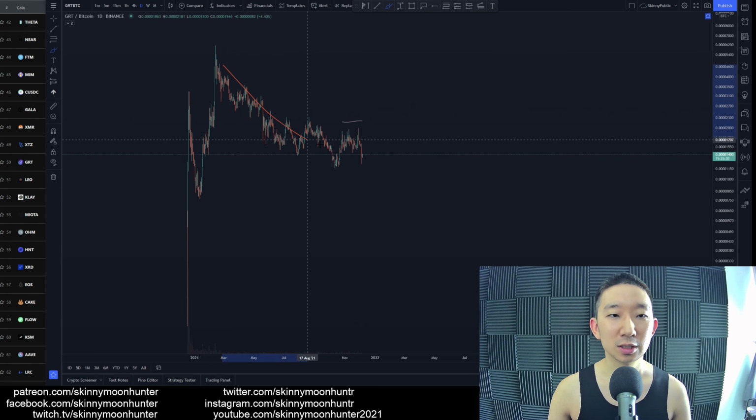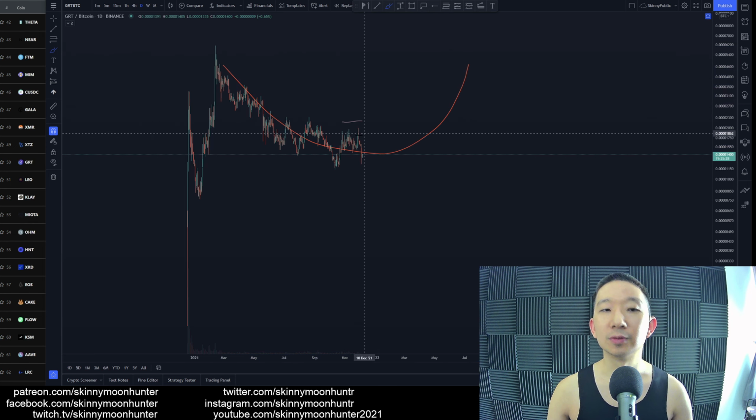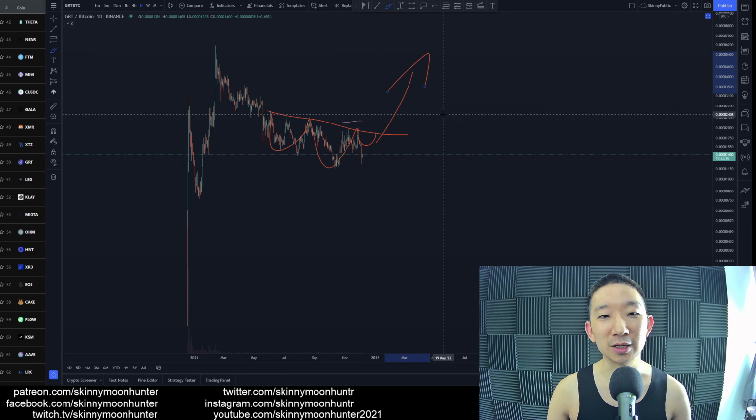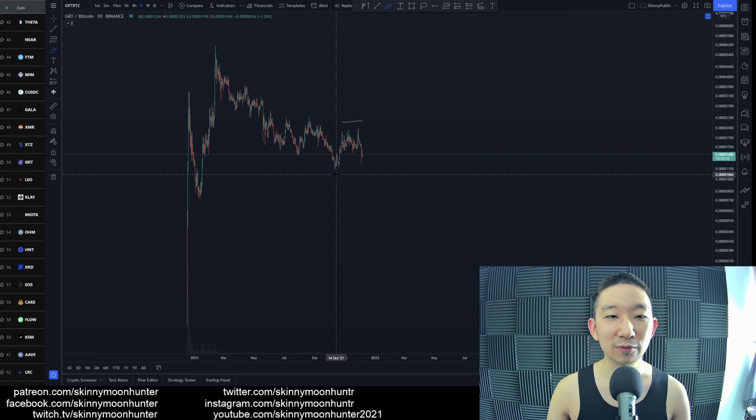Are we gonna start reversing back up? Woohoo, we could if we get a squeeze, right? Previously, before we had a big fall, we were hoping that GRT would form an inverse head and shoulders, right? And then we break higher, but alas, it did not happen. And so here we are.